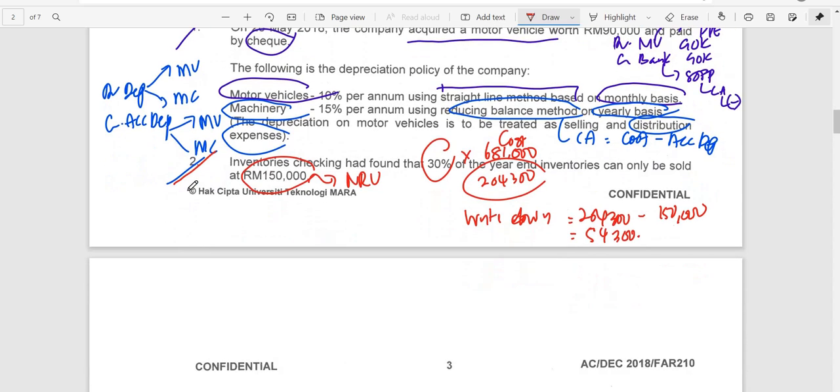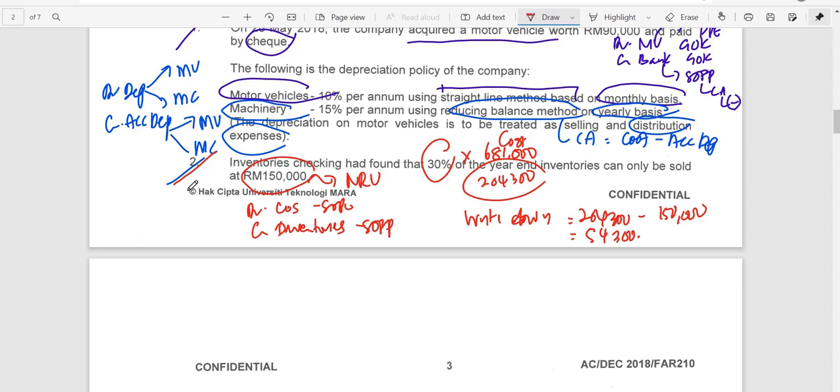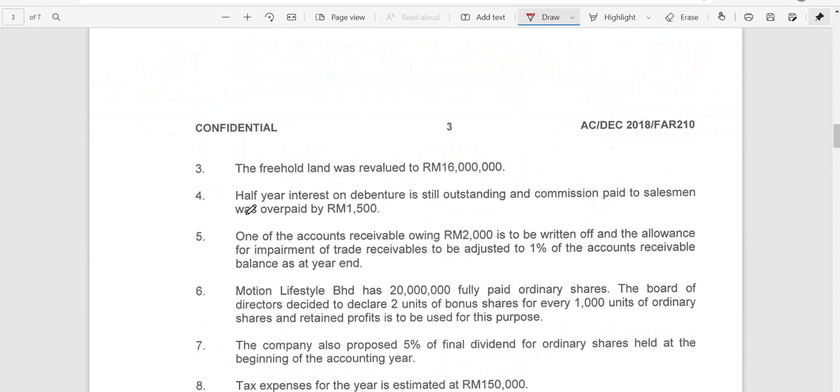Right. And this write down will have to be adjusted by debiting the cost of sale, which is in your SOPL, and crediting your inventories. This will be done in the statement of financial position. How much? With 54,300. Okay. I hope you are okay. Okay. Now, let's look at the next one, which is item number 3.